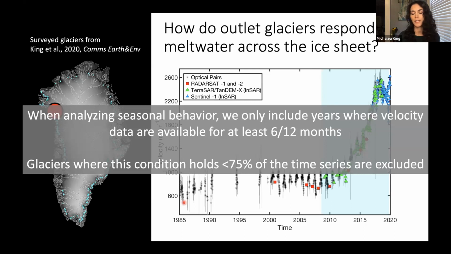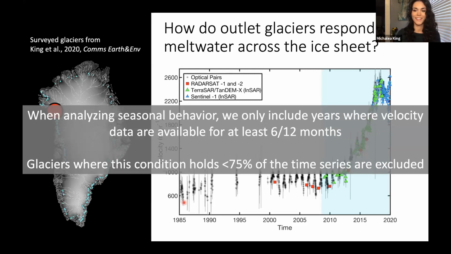So if we have a glacier, for example, 79 Fjorden was one of these examples where there were just 4 or 5 years with data, it was pretty sparse. I just excluded that altogether because, again, we just don't have enough data to confidently say this is the typical seasonal behavior at that glacier.